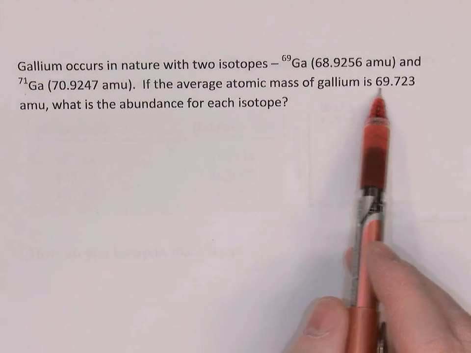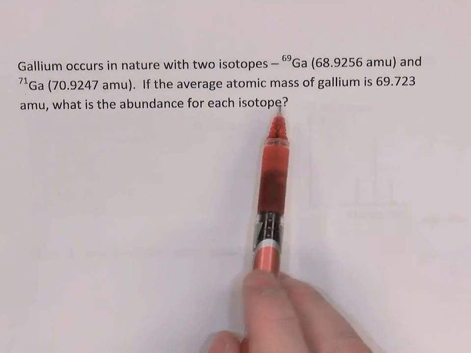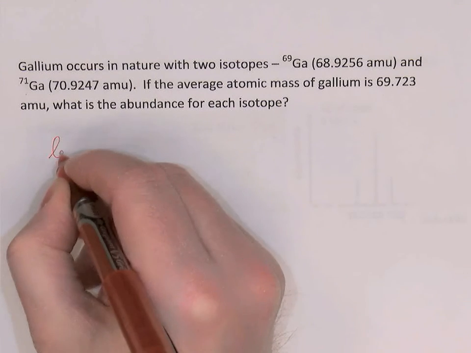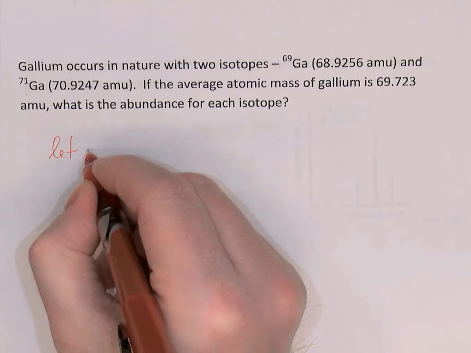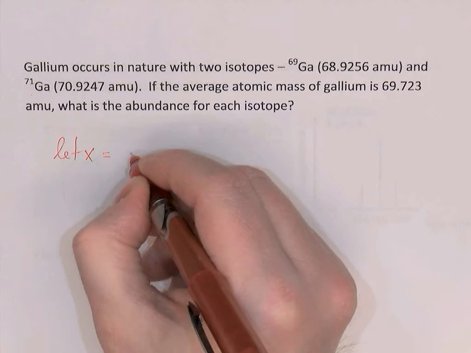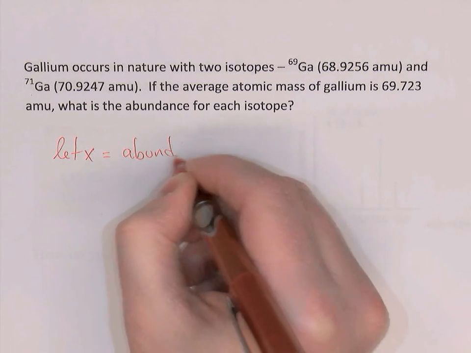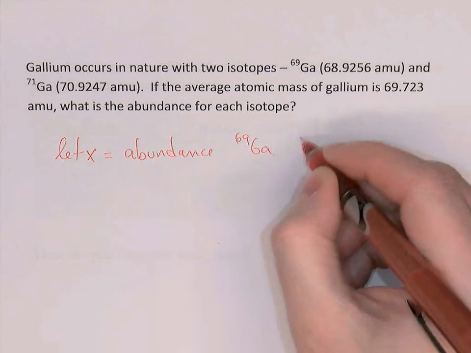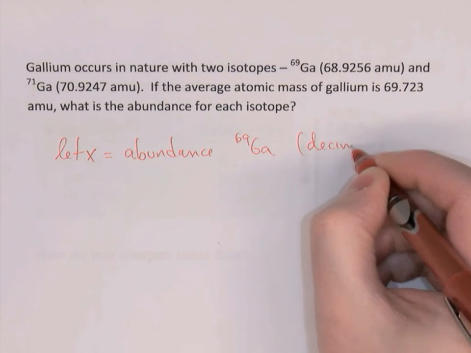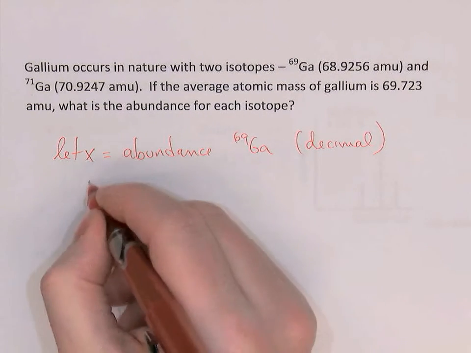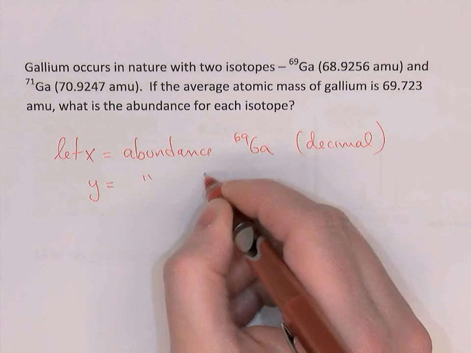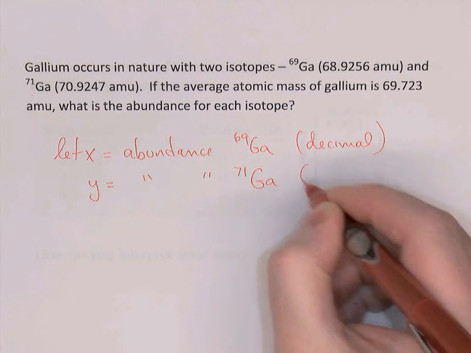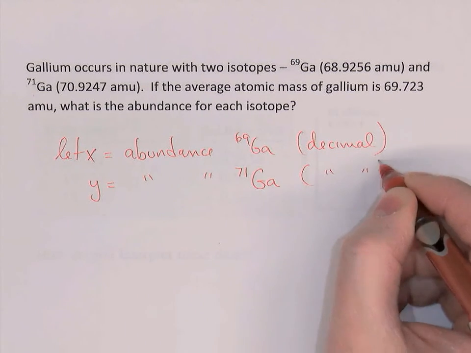And we're told its average atomic mass. We want to know the abundance. So this is exactly the same kind of question. So let's solve it a little bit faster. Let X be the abundance of gallium-69 in decimal form. Let Y be the abundance of gallium-71 in decimal form.